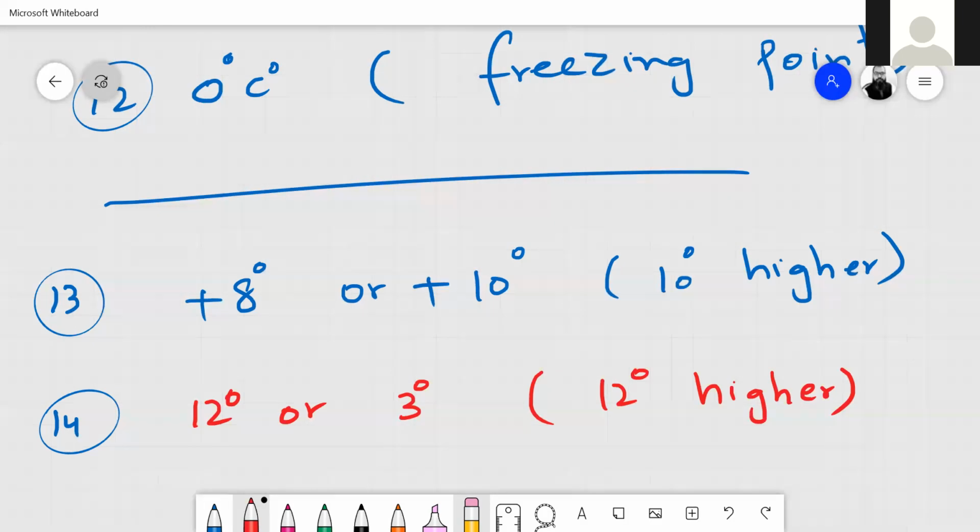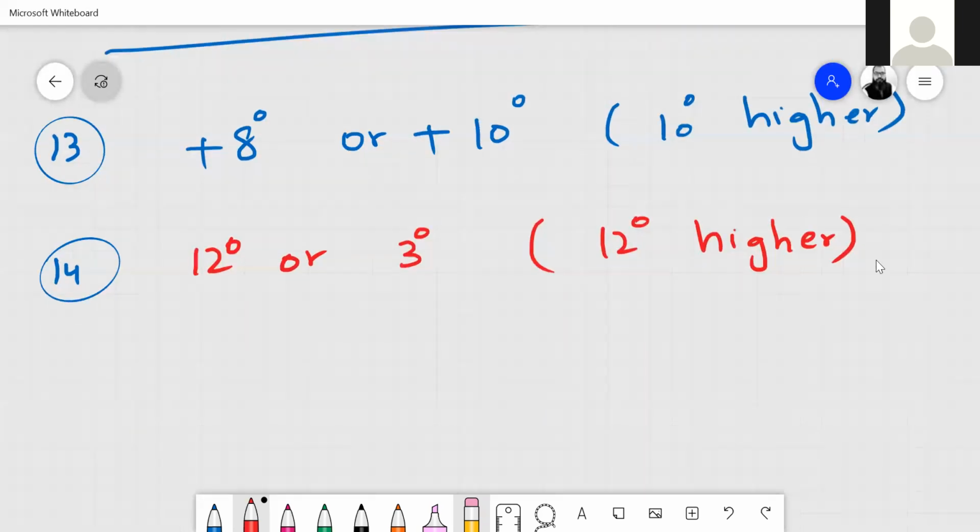Unless we have noise, close your mic. Leave it closed. Okay, number 13.